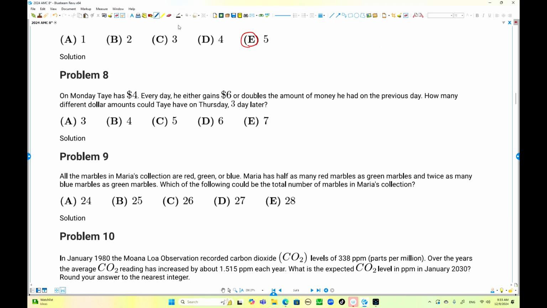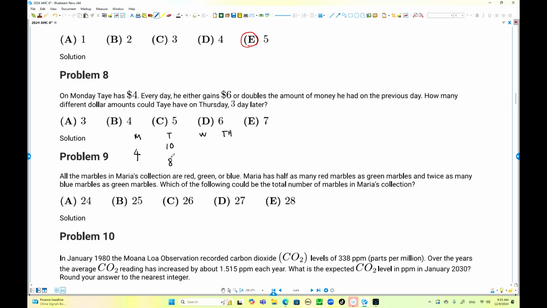Number 8. On Monday, Tay has $4. Every day he either gains $6 or doubles the amount of money he had on the previous day, okay? Two choices. 6 more or double. You can start from 4 days. This is Monday, Tuesday, Wednesday, and Thursday. Okay. So Monday is $4. Tuesday is what? Plus 6 times 2. Plus 6 is 10, times 2 is what? 8.